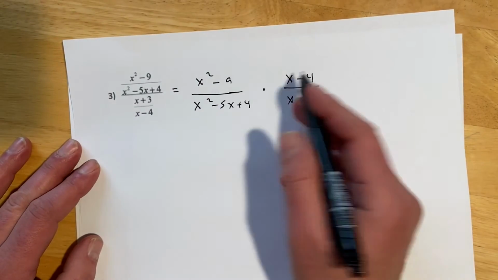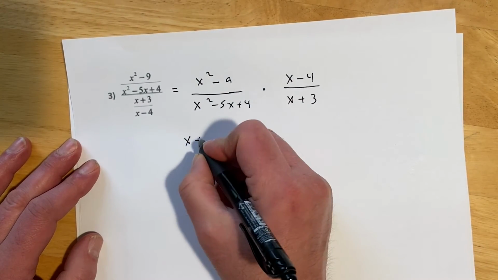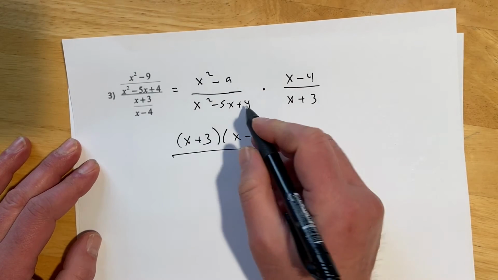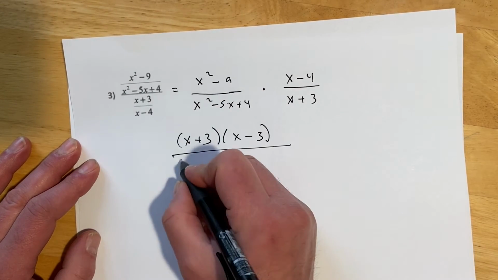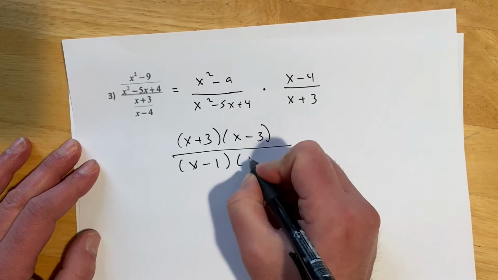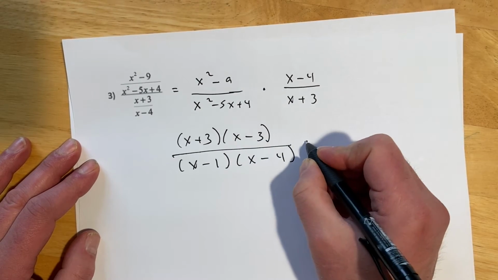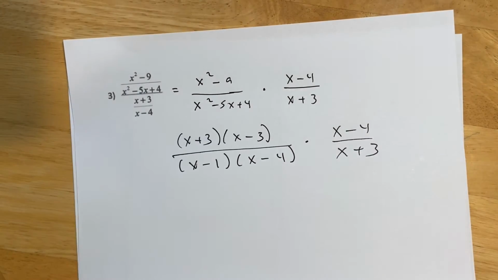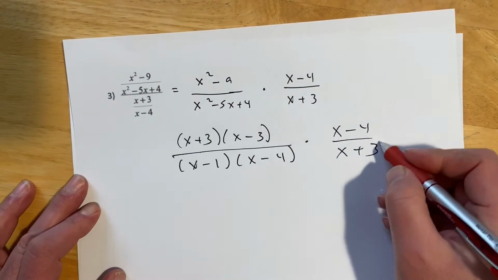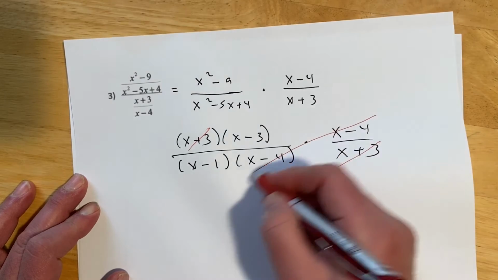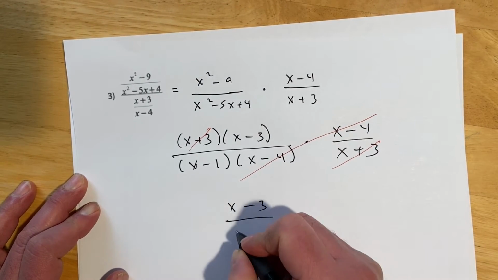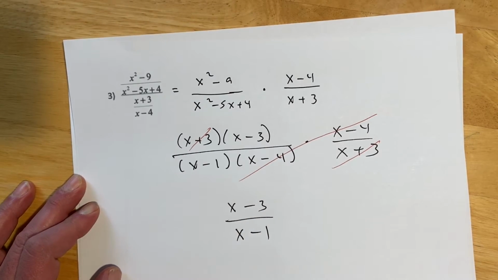Once I got that, now I can just go ahead and factor and cancel. x plus 3 and x minus 3 for the difference of squares. Multiplies to 4, adds to negative 5, so x minus 1, x minus 4. That'll be times x minus 4 over x plus 3 down below. So the plus 3's cancel, the minus 4's cancel. The only thing left is x minus 3 over x minus 1.